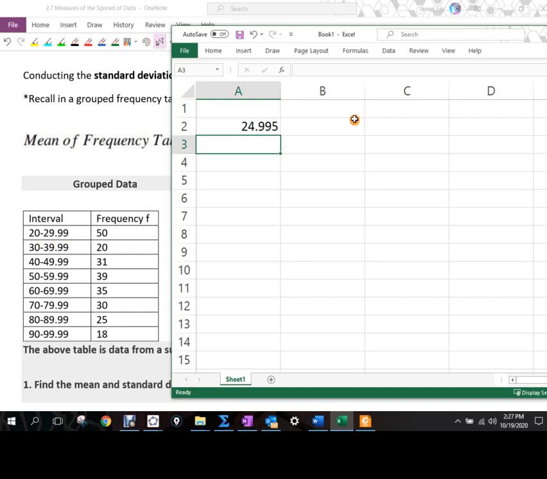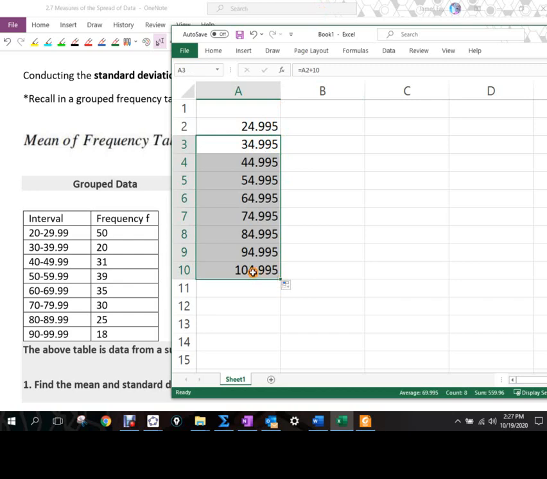That makes sense? So what I'm going to do is hit equals. I'm going to take this last number, which is A2, and add 10 to it. That gives me that, right? And now I can click and drag that all the way down as far as I need to, and I don't need this last one. Does that make sense? Okay.